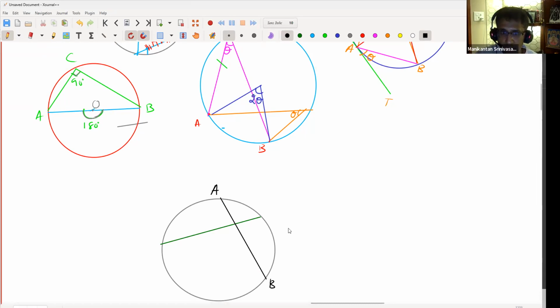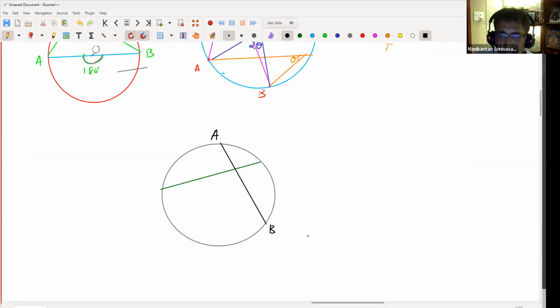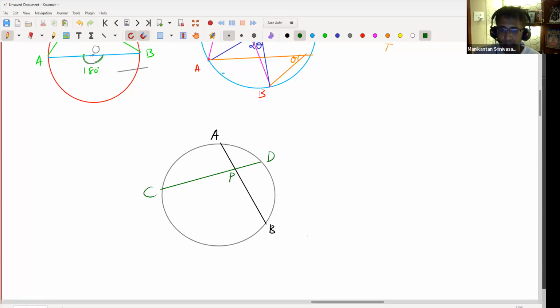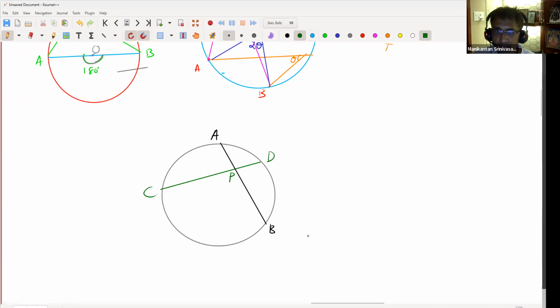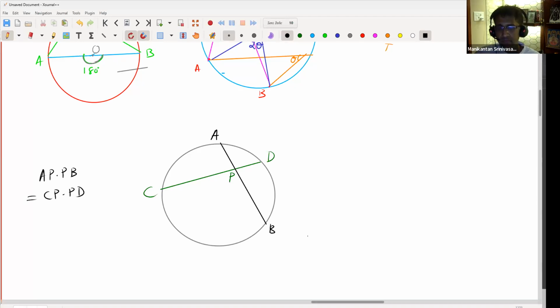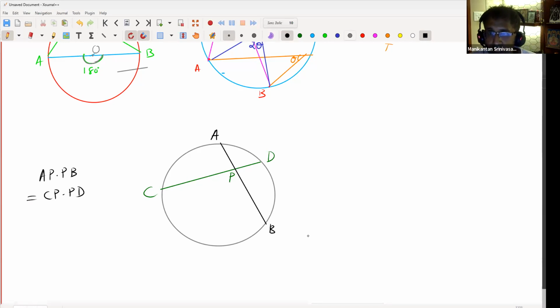Now, back to this bottom diagram. I have two chords AB and CD intersecting each other at some point P. Then the property that we have is AP into PB is the same as CP into PD. That's a very important property. AP into PB is CP into PD. And what's interesting is this is true even if the intersection happens outside.